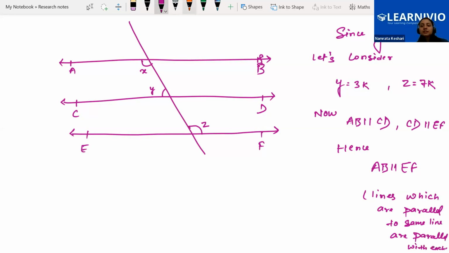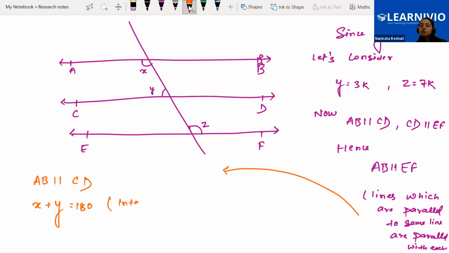Okay, after this we can focus on the parallel lines AB and CD. Since AB is parallel to CD, we can say angle X plus Y will be 180 degrees. Interior angle on the same side, or we also call it co-interior angle. If you want, you write co-interior angle on the same side.